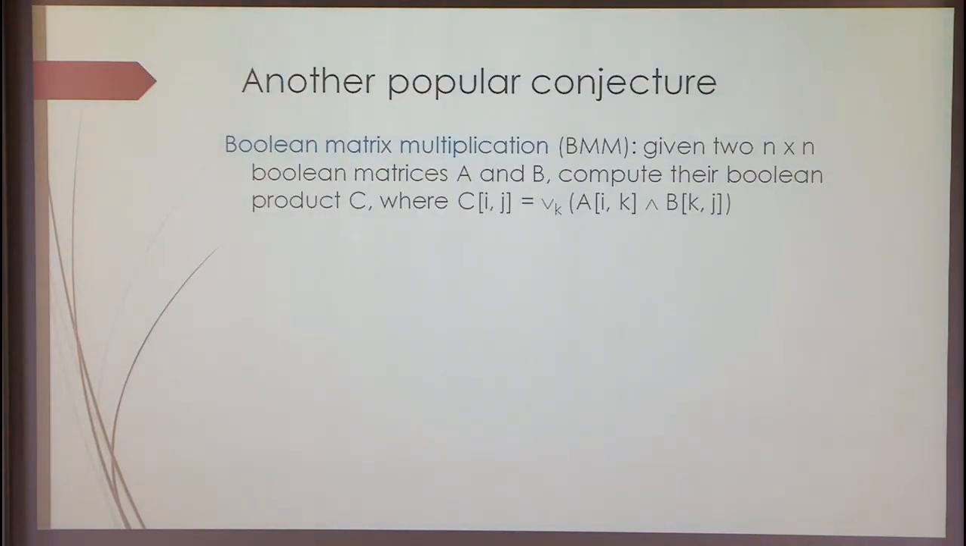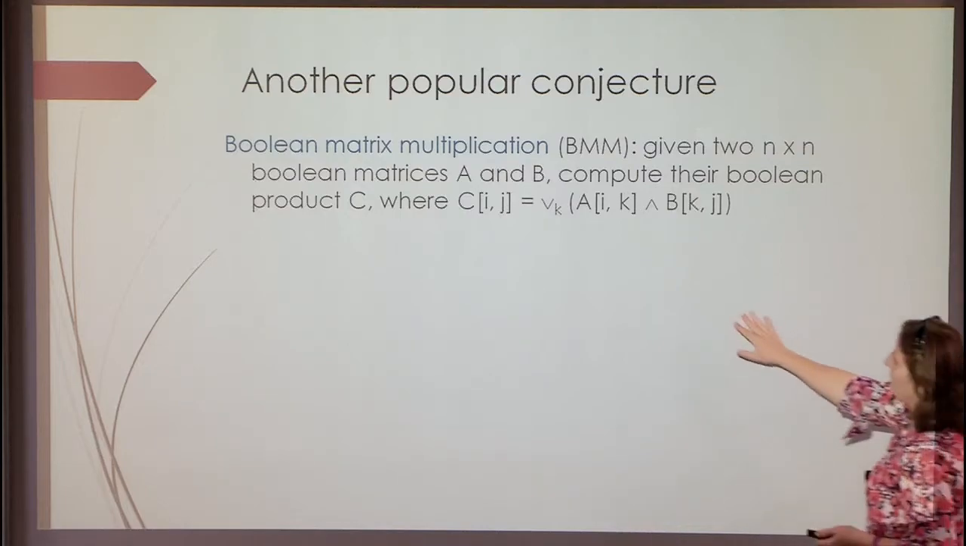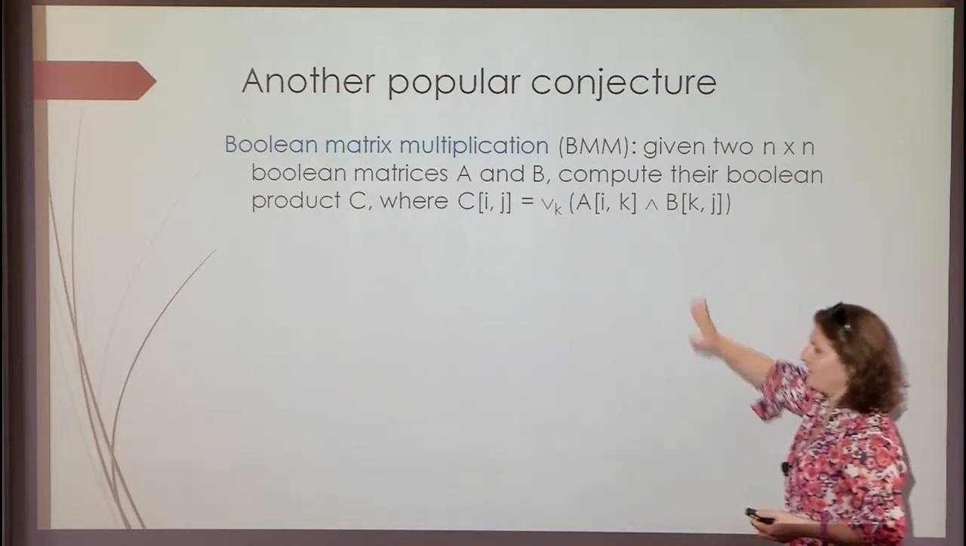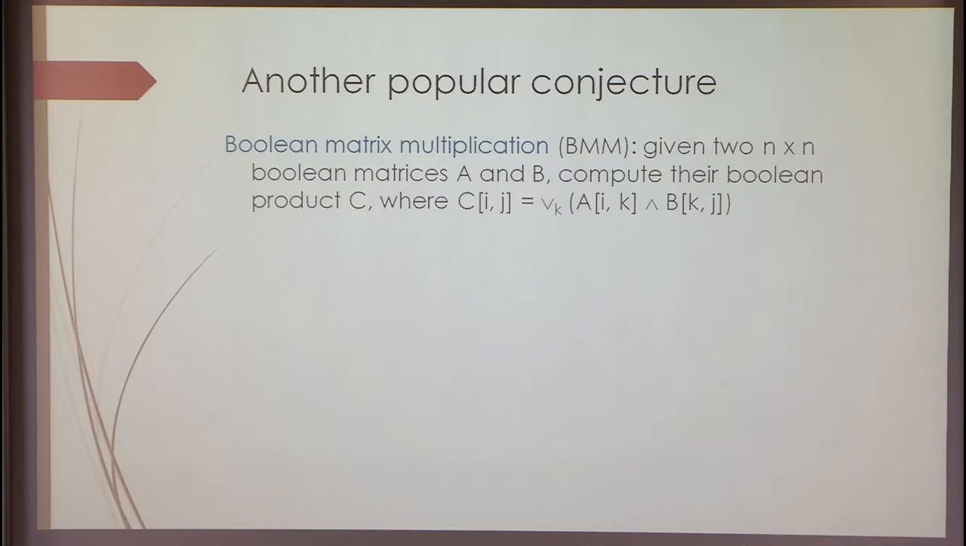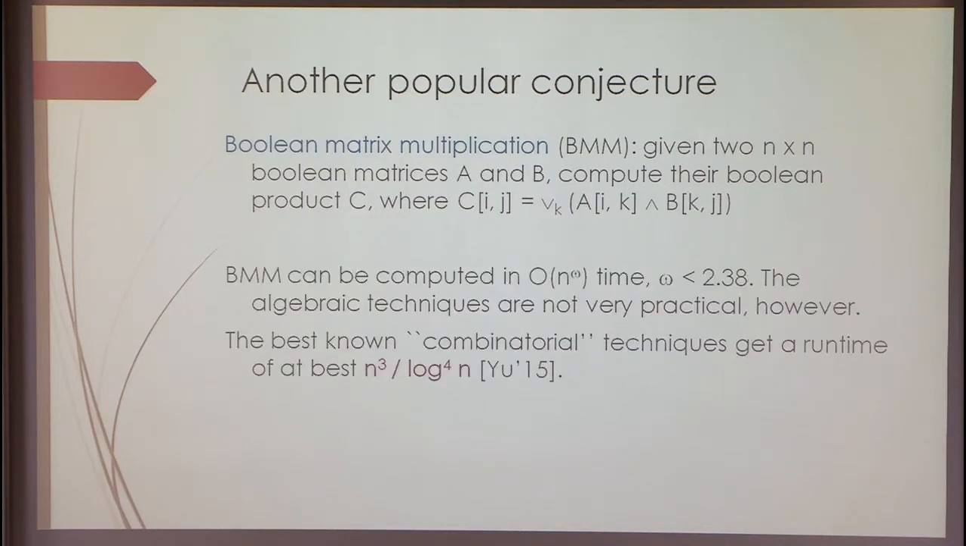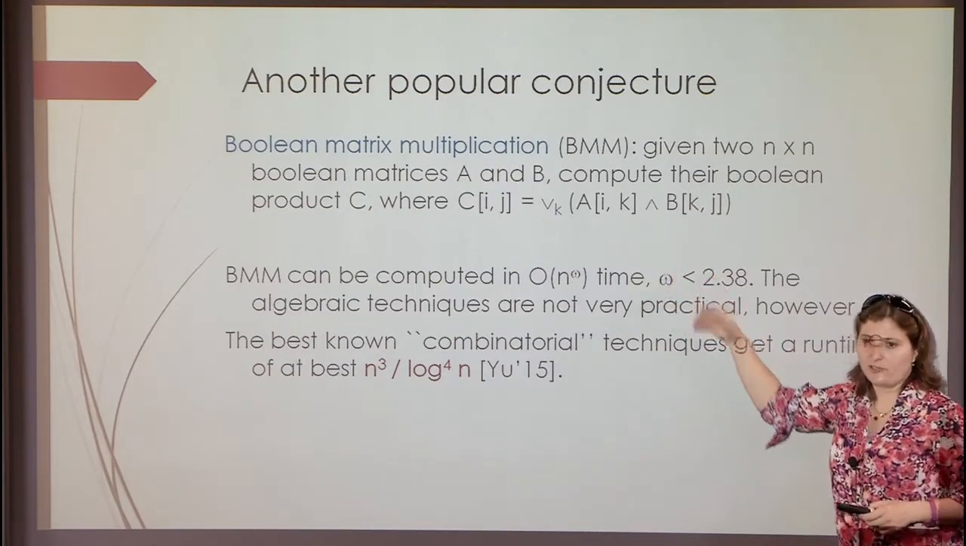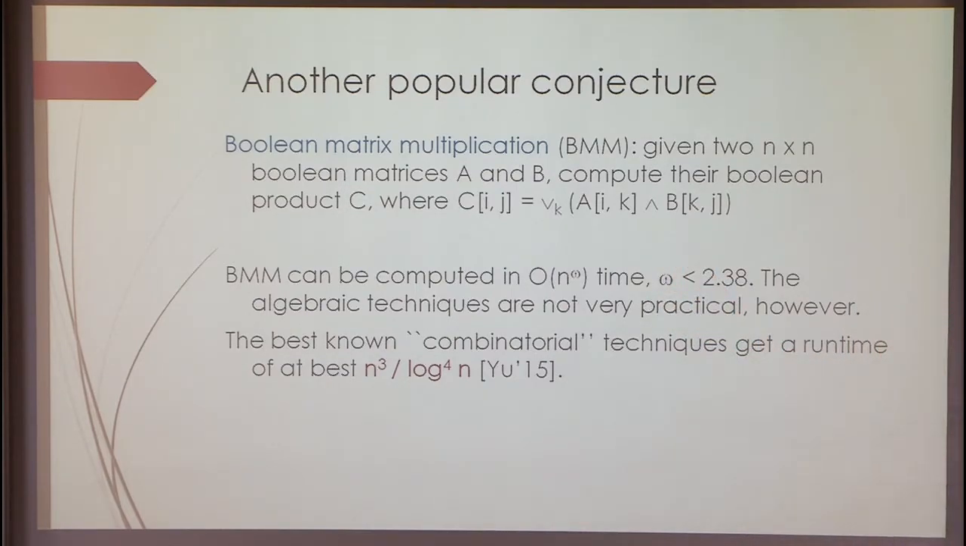It's a conjecture about Boolean matrix multiplication. So you're given 2 Boolean matrices A and B, and you want to compute their product, which is defined as an OR of ANDs. Okay, and you can compute it in n to the omega time, where omega is the matrix multiplication exponent over, let's say, the reals or integers or whatever.